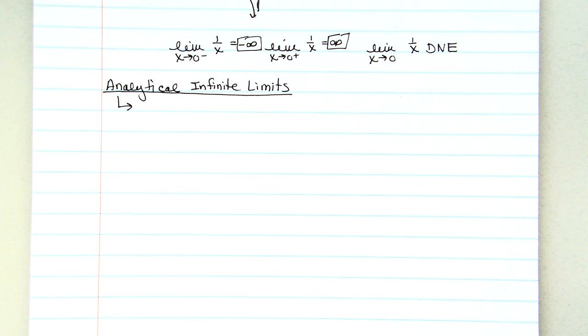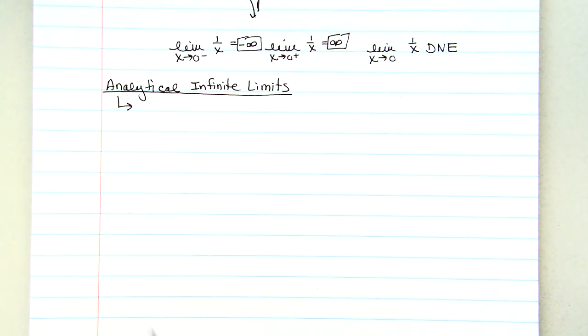Analytical infinite limits. Just like with holes, that gave us 0 over 0, although maybe that's not 100% technically correct, because we already saw a 0 over 0 that was really a jump. But if it was 0 over 0 and then simplifying gave us a good number, that's our sign there's a hole. There's a sign that tells us we're going to have a vertical asymptote, and we might get infinity or negative infinity, or maybe even does not exist.